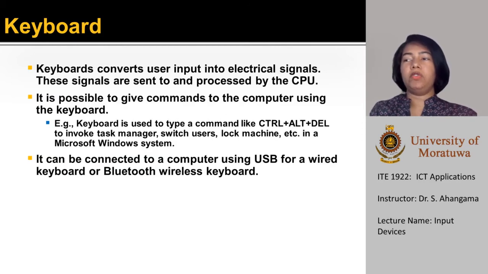Keyboard. It was one of the first peripheral devices to be used with the computer and the primary input device to enter text and numbers. Keyboards are used to convert numbers, letters, and special characters that people understand into electrical signals. These signals are sent to the processor or the CPU. Then the CPU will process it.